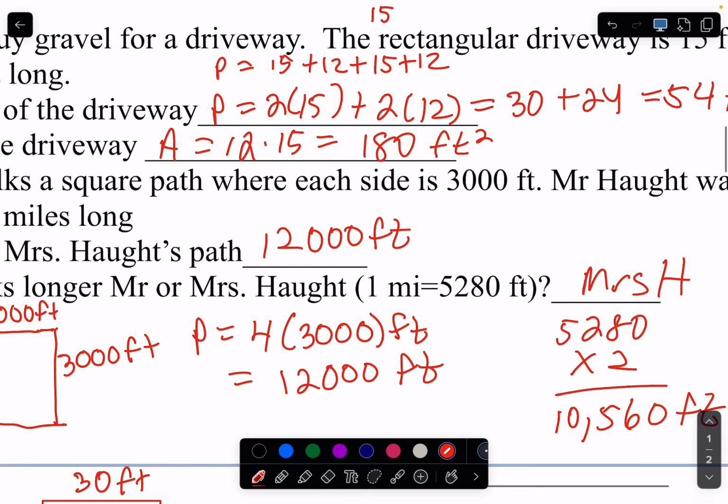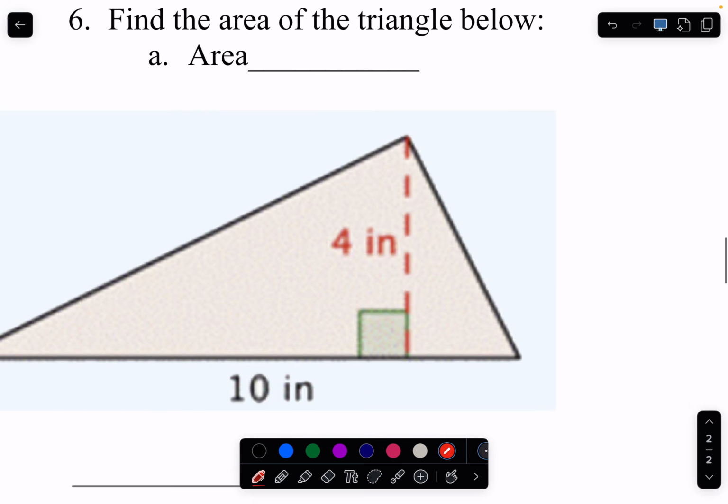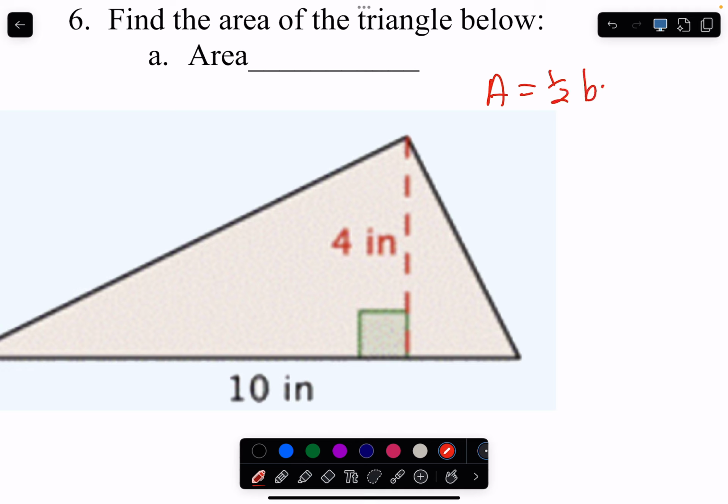1/2 base times height. So if we go to this and it says what is the area of our triangle, let's write down that formula. 1/2 base times height. Now multiplication is commutative, so sometimes if I'm doing it in my head, I'll do the base times the height and then cut it in half. So that's one way to do it. But you can just go from left to right. It doesn't matter. Multiplication, you kind of have a little bit of wiggle room of how you can do it.